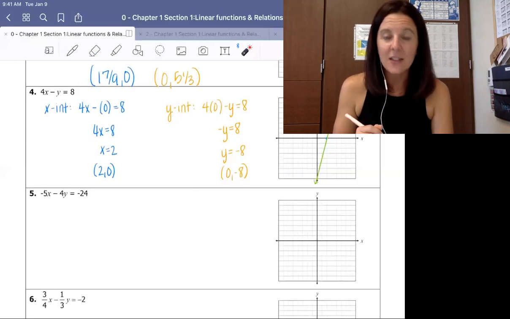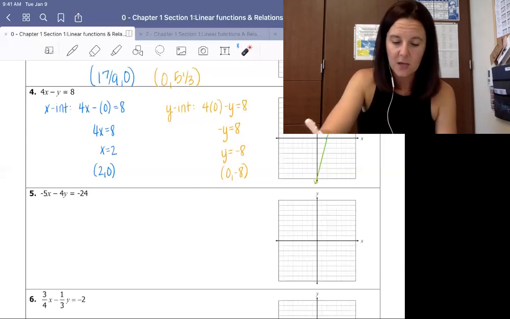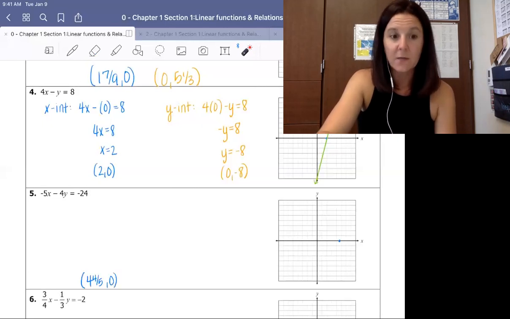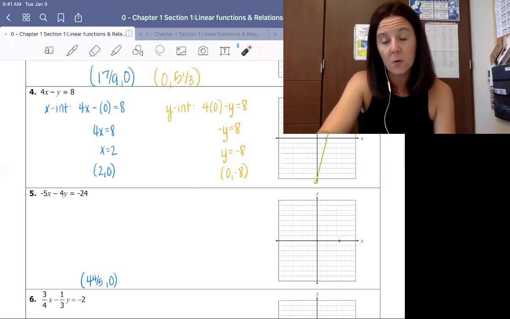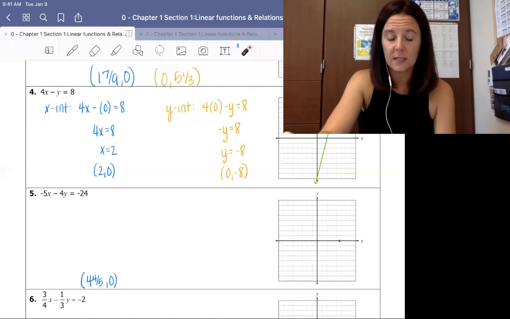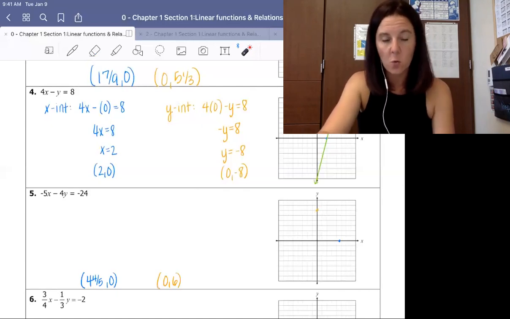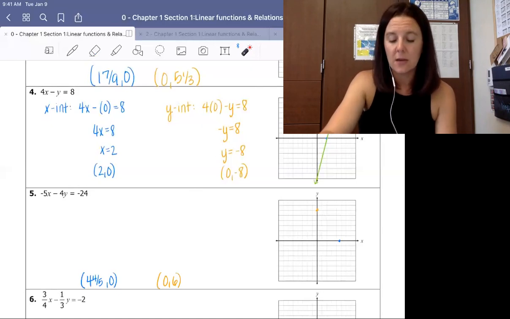All right, let's take a look at your answer for number 5. So for number 5, your x-intercept is 4 4/5. That's 24 divided by 5, 24/5 is 4 4/5. And then for the other one, it was 24 divided by 4, which is 6. So that was at (0, 6). Draw the line to connect those points.